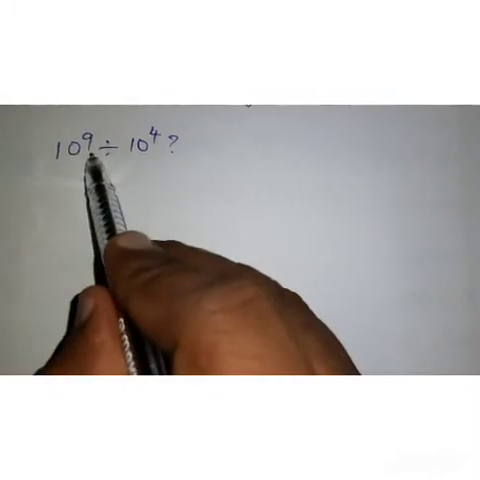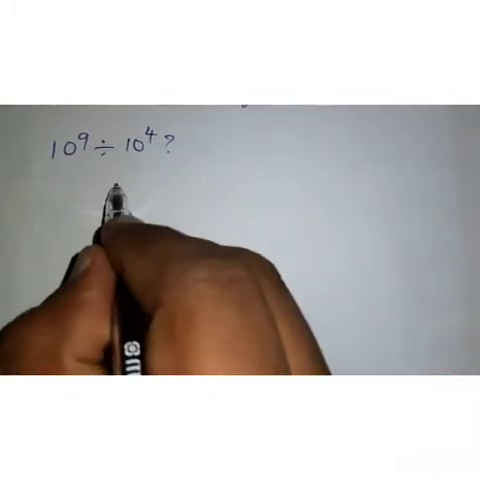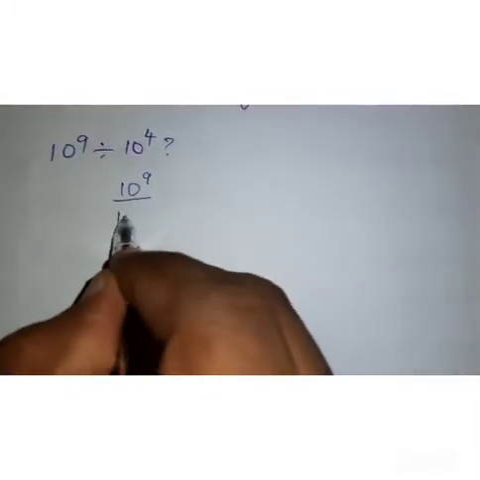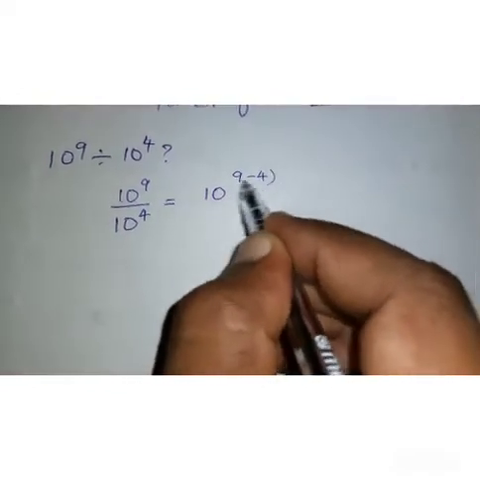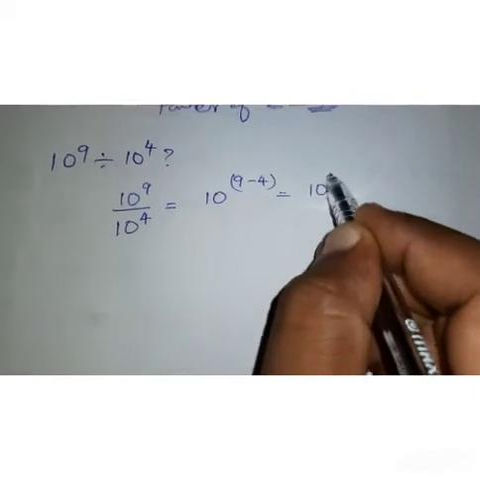Next one, 10 raised to 9 divided by 10 raised to 4. How will you write? It is 10 raised to 9 minus 4. So it is 10 raised to 5.